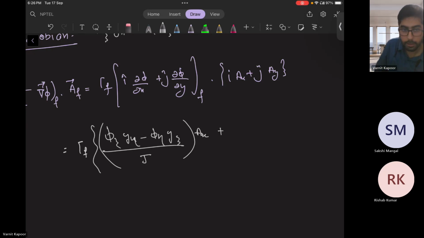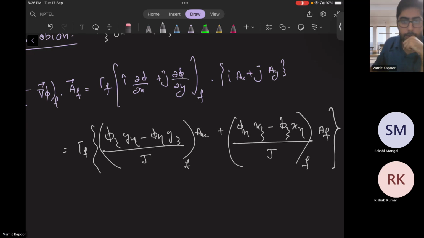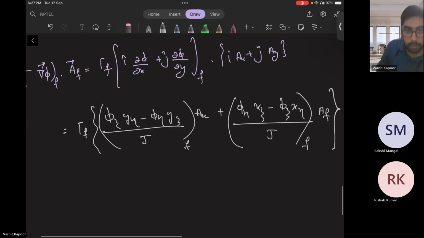Plus, what is ∂φ/∂y? (φ_η x_ζ minus φ_ζ x_η) upon the Jacobian into a_y. All right. And if you do the dot product, multiply them after doing the dot product, you are going to get this only.